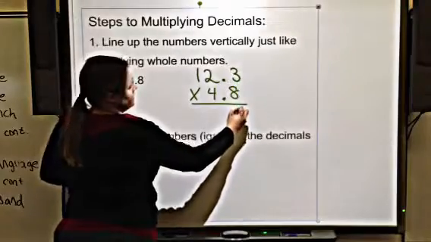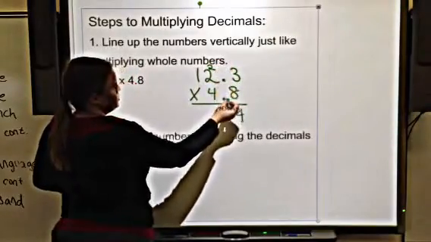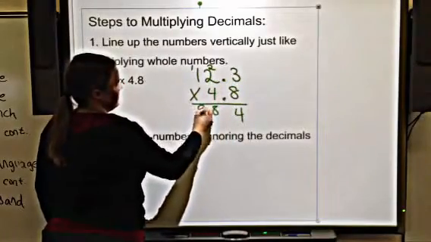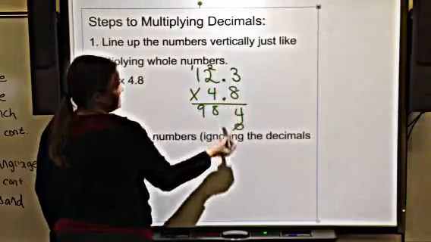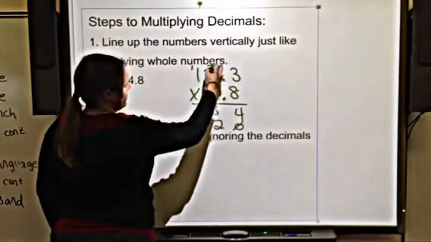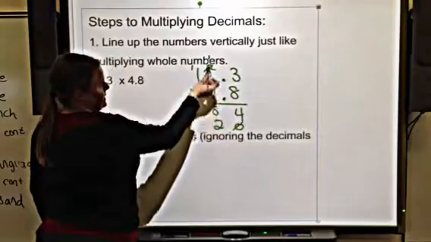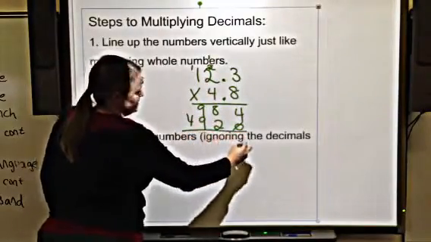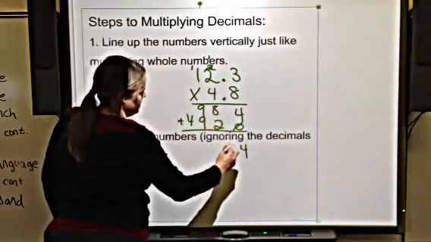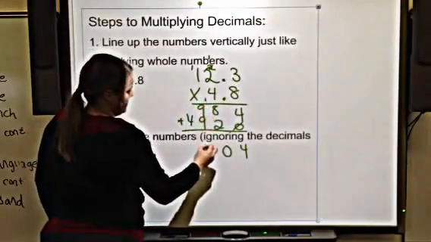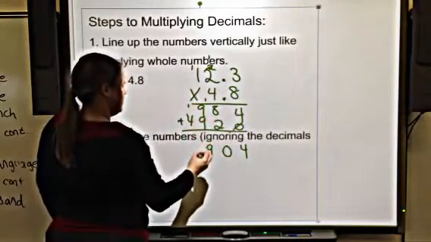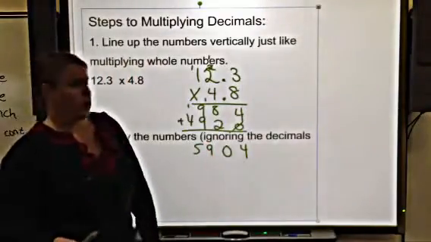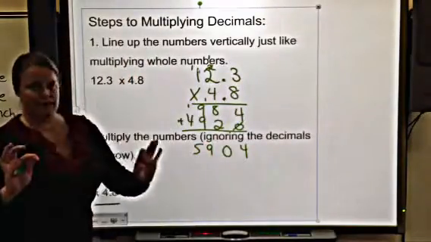So 8 times 3 is 24. 8 times 2 is 16, 17, 18. 8 times 1 and 9. 4 times 3 is 12. 4 times 2 is 8, plus 1 more is 9. 4 times 1 is 4. And add those up like we normally would. So our answer is 5,904. And again, we're ignoring the decimal right now.